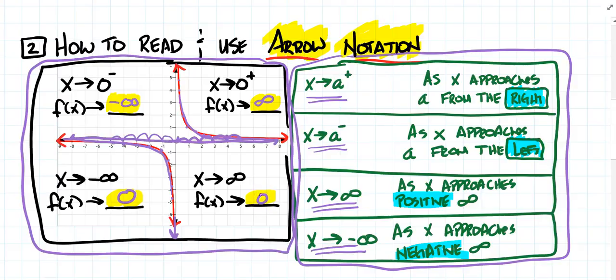So this is very challenging for students to understand for some reason, and we're going to do a lot of practice to try and get this down, but this is the basics of arrow notation.